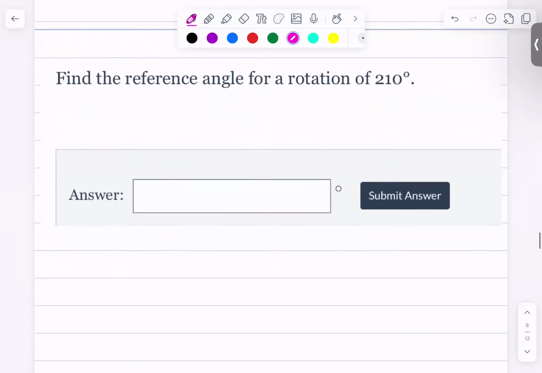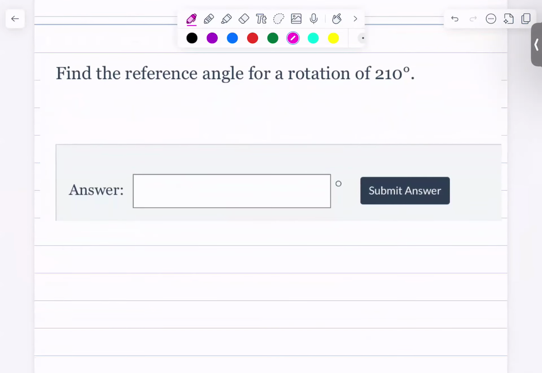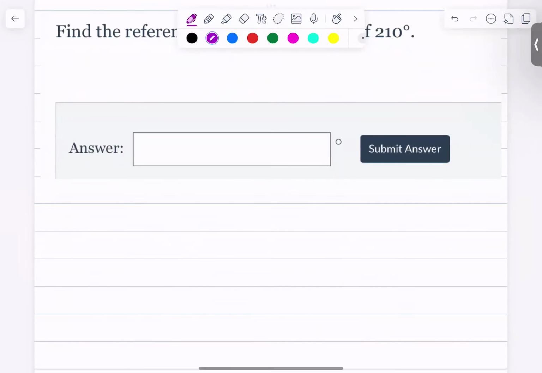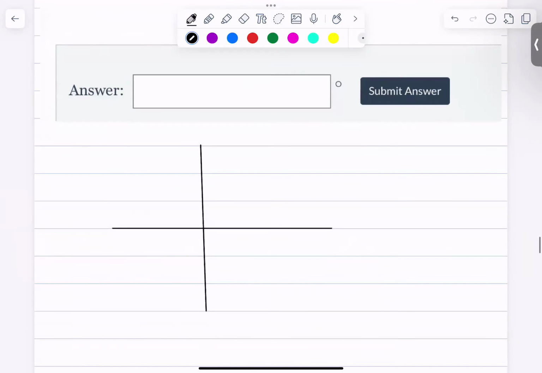Find the reference angle for a rotation of 210 degrees is our next example. So here, if I have 210 degrees in standard position, that's my initial side, positive x-axis. 210 is there, right?